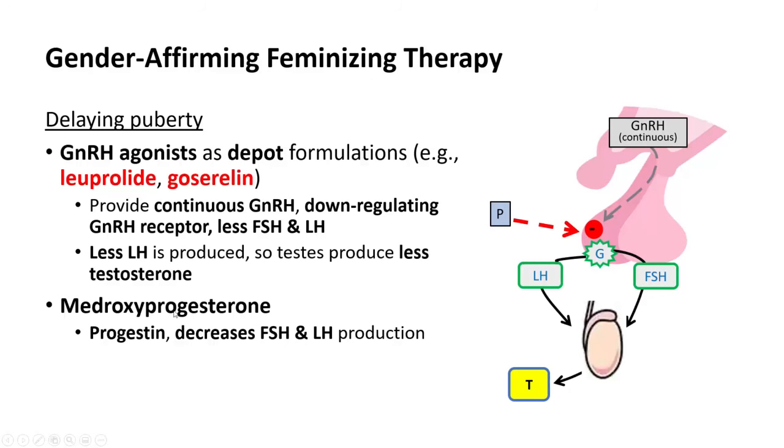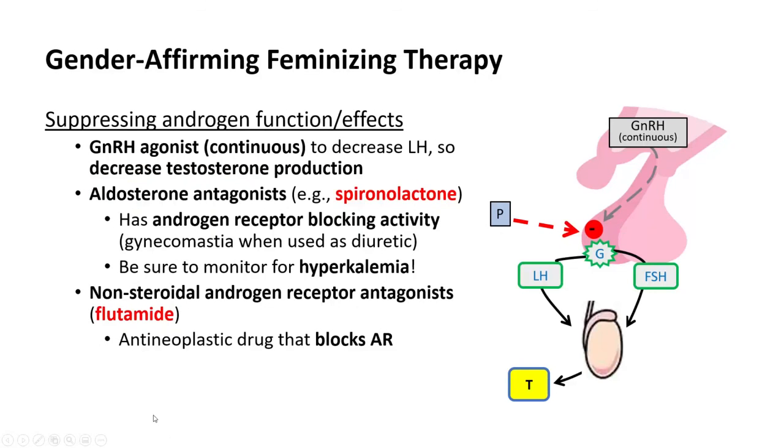Same thing can be done with medroxyprogesterone. We have the same effect, decreasing FSH and LH production. Suppressing androgen function and effects by, like I mentioned, giving the continuous gonadotropin agonist, and also aldosterone antagonists, like for example spironolactone, that has an androgen receptor blocking activity. And also there is another drug which is a non-steroidal androgen receptor antagonist, flutamide, that is also used with that purpose, because it blocks the binding of the androgen with the receptor.